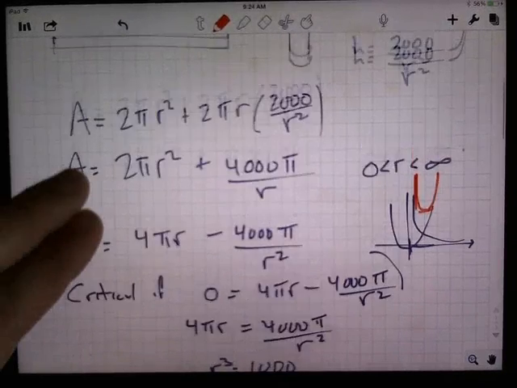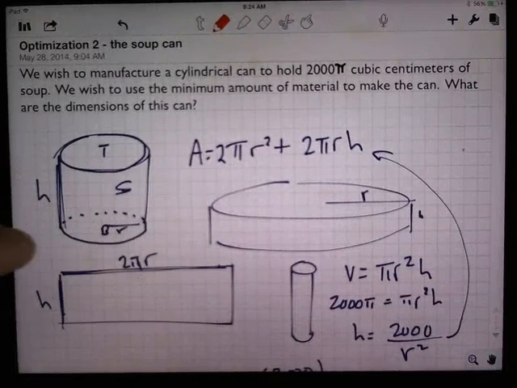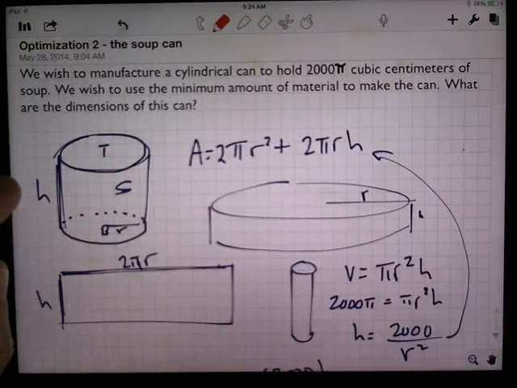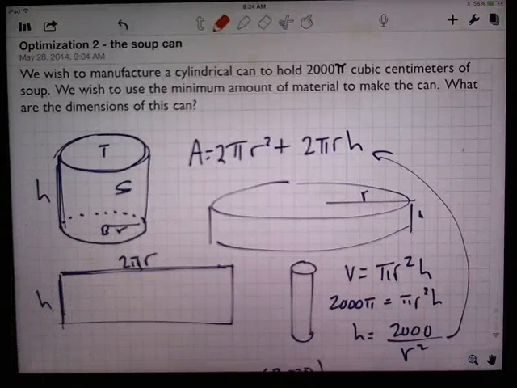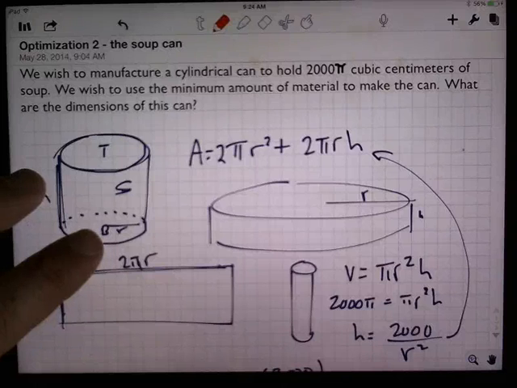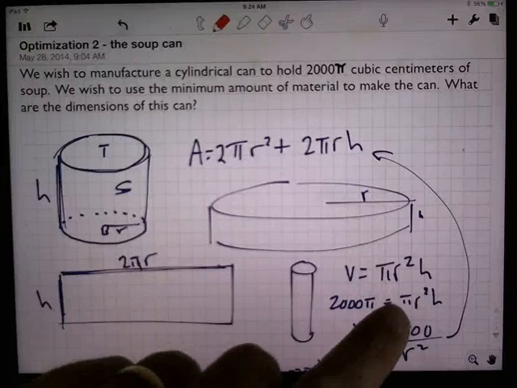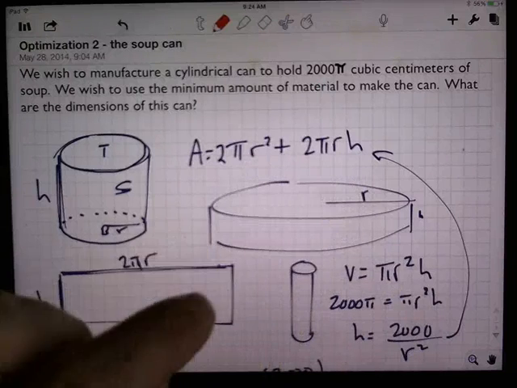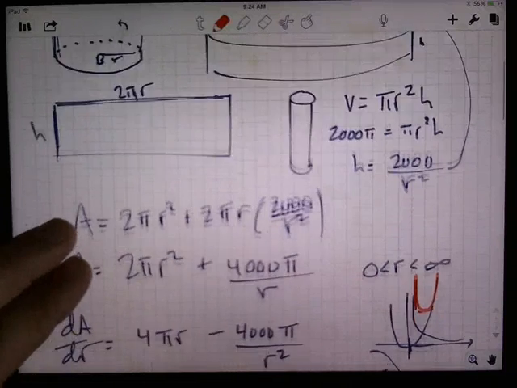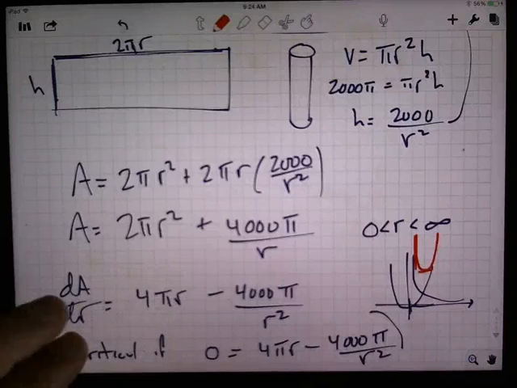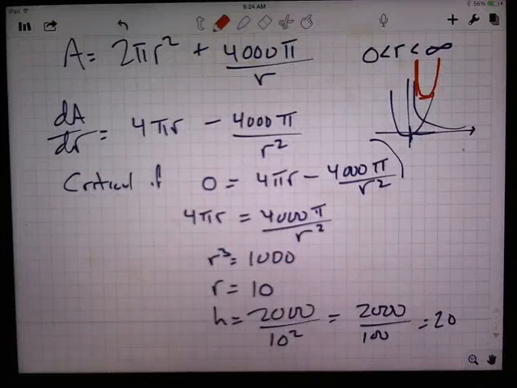So what did we do? We established our objective function. We wanted to minimize the area. We drew a picture and labeled the things that can change with variable names. So the radius could change, the height could change. We used those variables to write our objective function in terms of those variables. We used a relationship between the two variables to get the objective function in terms of one variable. We checked to see if there are any endpoints, and then we took a derivative, set it equal to 0 to find the critical points, because maxes and mins happen at critical points.